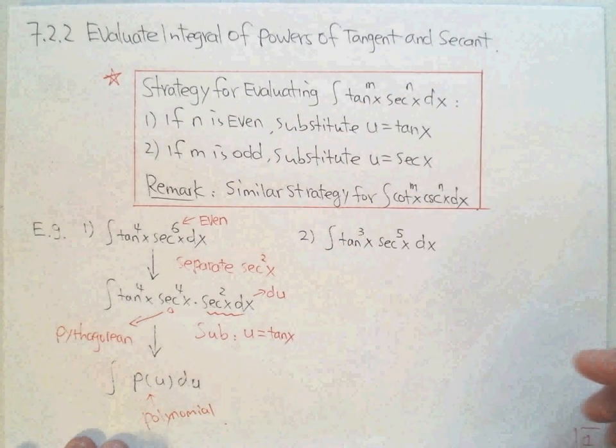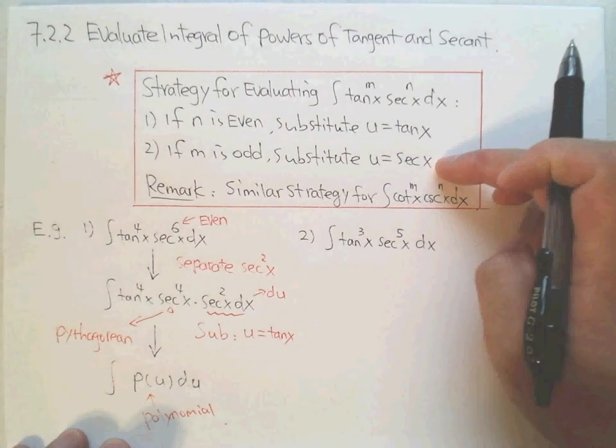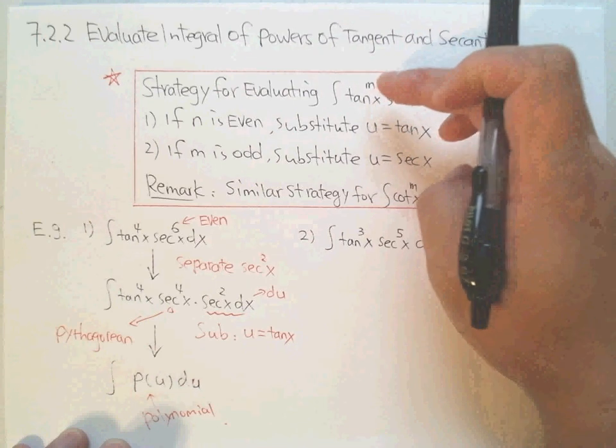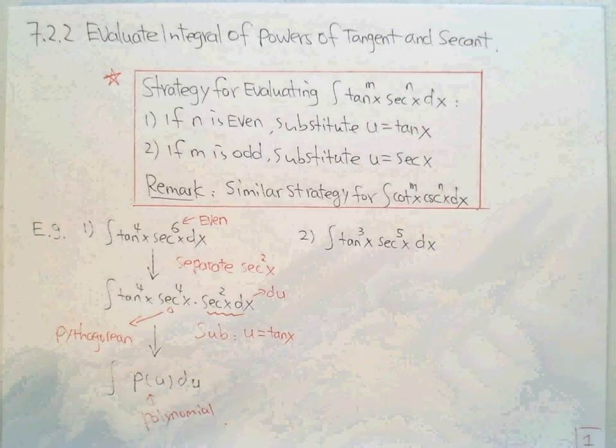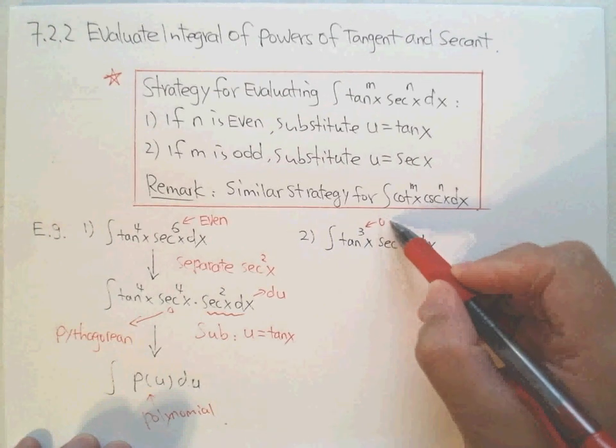Now the second case. If m is odd, if the power of tangent is odd, is this odd? Yes. So we're going to find the basic idea for the second case.